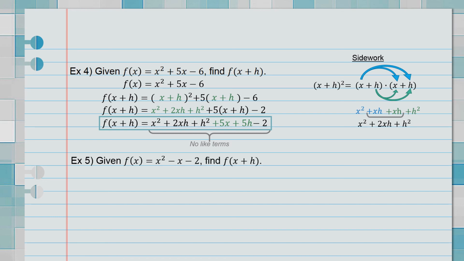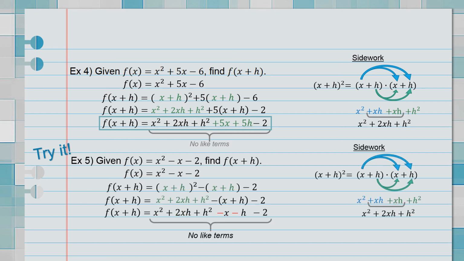Example 5, given f of x equals x squared minus x minus 2, find f of x plus h. This is your try it problem. Let's see how you did. Hopefully you found f of x plus h to equal x squared plus 2xh plus h squared minus x minus h minus 2.